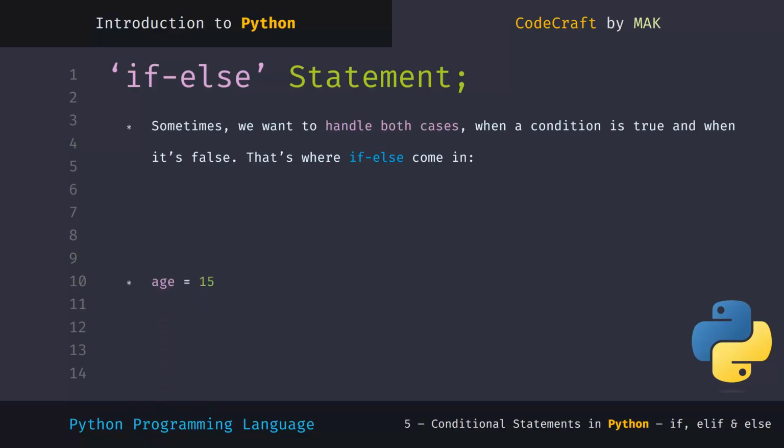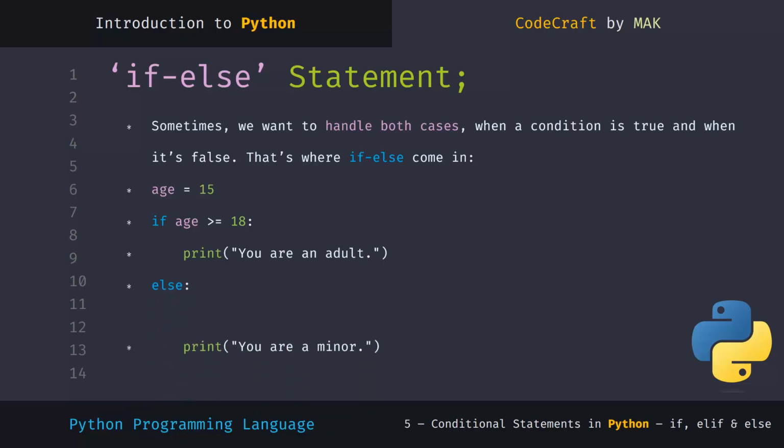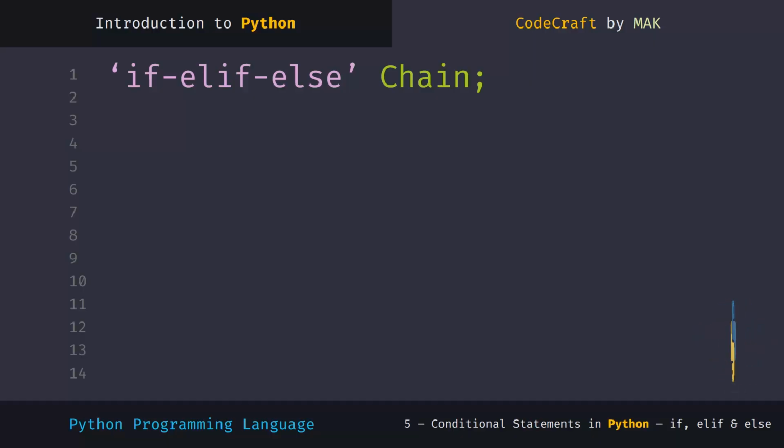Sometimes we want to handle both cases, when a condition is true and when it is false. That's where if-else comes in. For example, age equals 15. If age is greater than or equal to 18, print "you are an adult", else print "you are a minor". In this case, this will print "you are a minor".